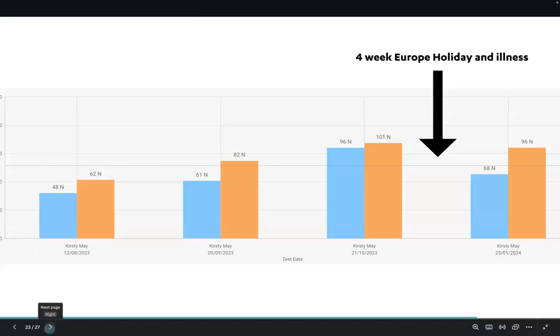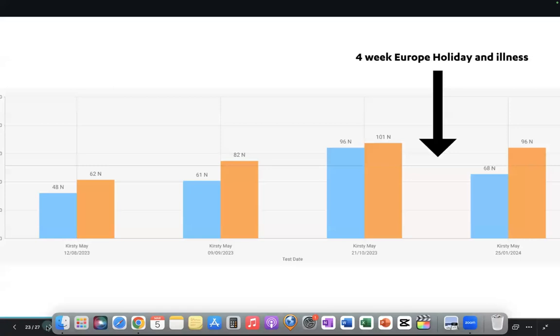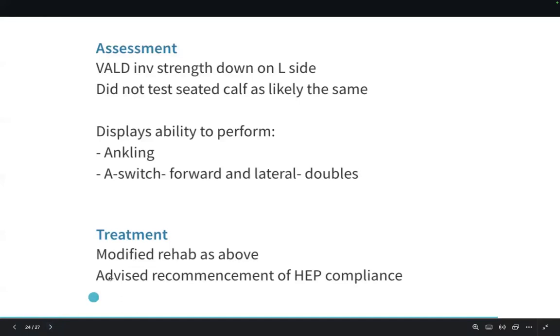Because that's a really good illustration of, and I think a lot of us are guilty of this, you might discharge someone at that point, and you can see how quickly, in a very short space of time, they're almost back to square one. Not quite, but not far off, and the risk of it relapsing is pretty high. We hadn't achieved all of our goals. She wasn't back running yet, so this was purely from a strength point of view. So still working with her. Inversion strength is down. Did not test seated calf, as likely the same.